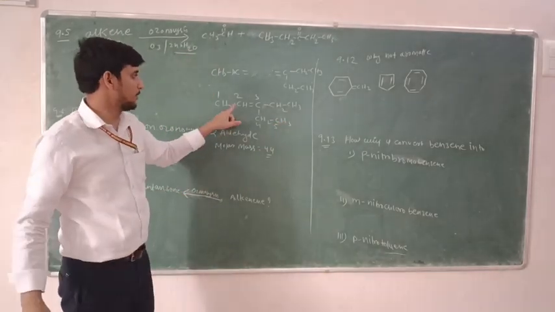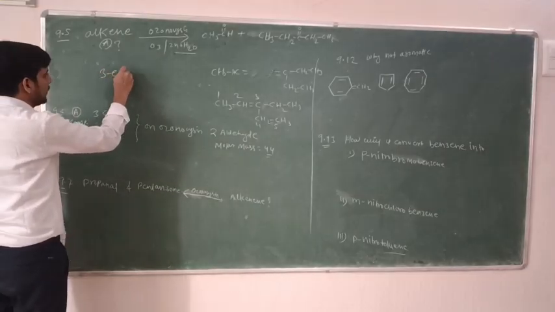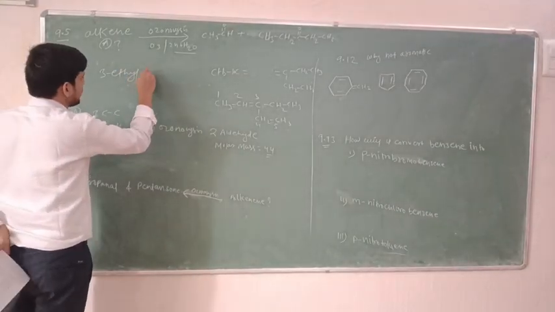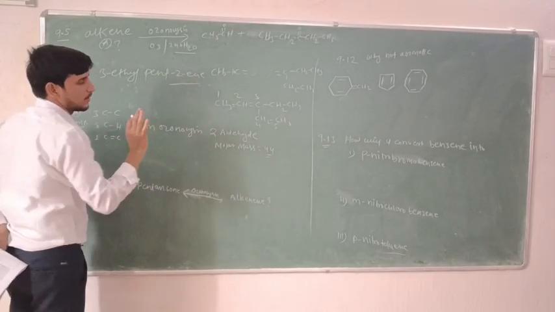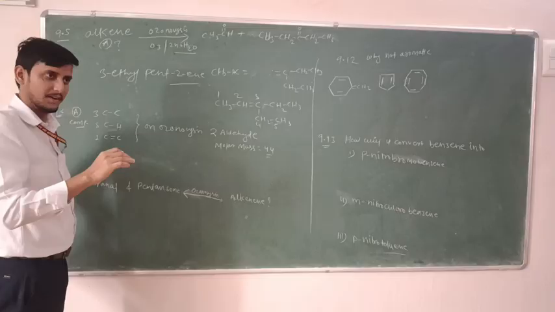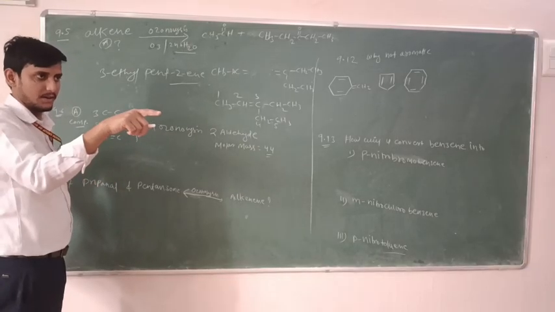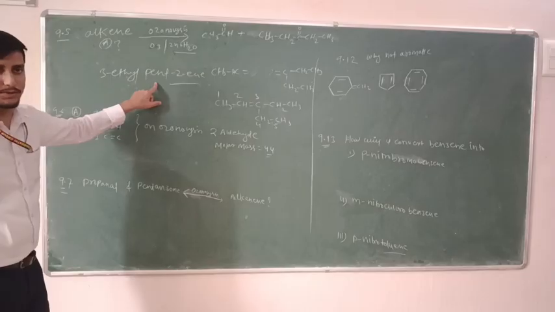What is the name of this compound? 3-ethylpent-2-ene. Correct? Correct, Sujata? Nomenclature incorrect? Correct. Raksha? Correct. Okay. Now, have you understood these questions?